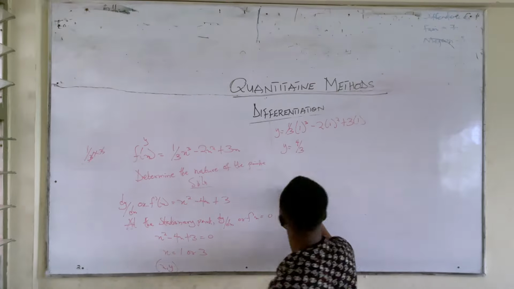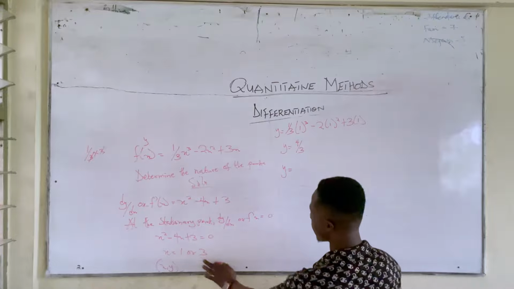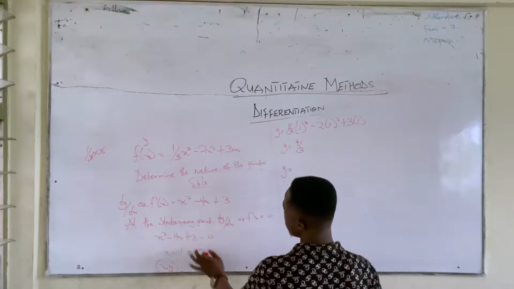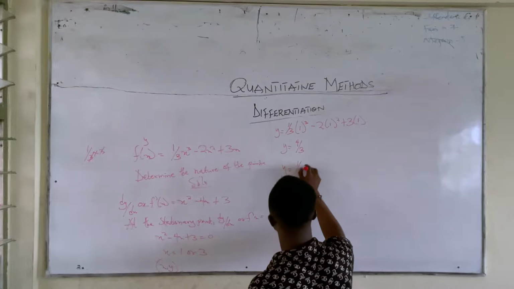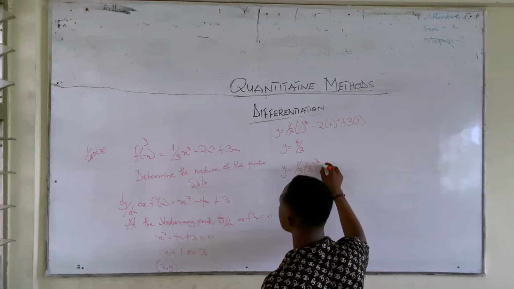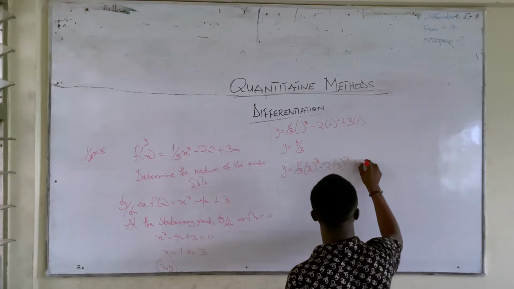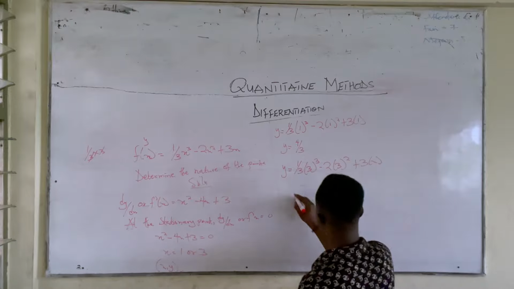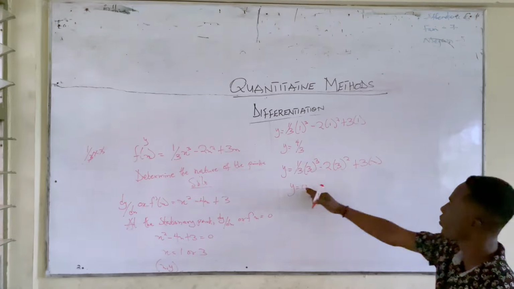Then we do the same for the second x, that is 3. We are substituting x, which is 3, into the function. So we have 1 on 3, 3 cubed minus 2, 3 squared plus 3x. So this one, you have y equals what? 0. Okay, if you solve it, you get y equals 0.